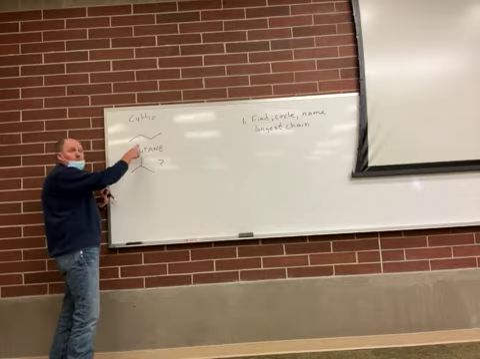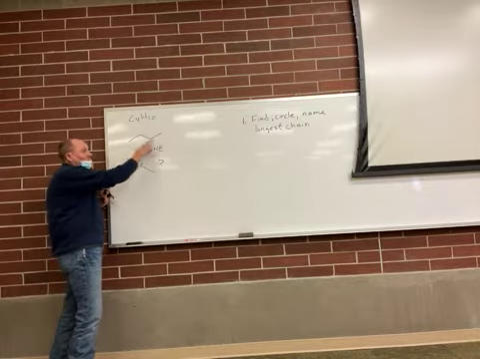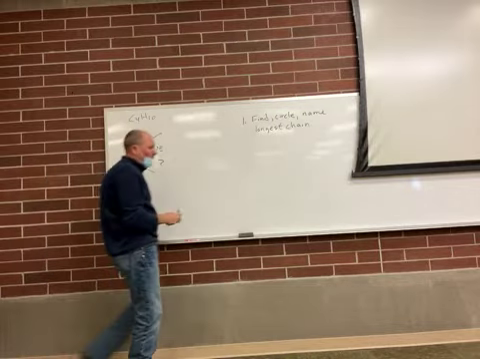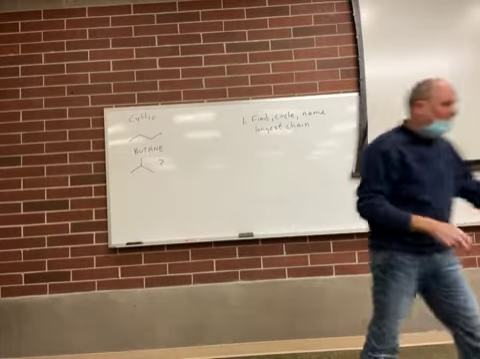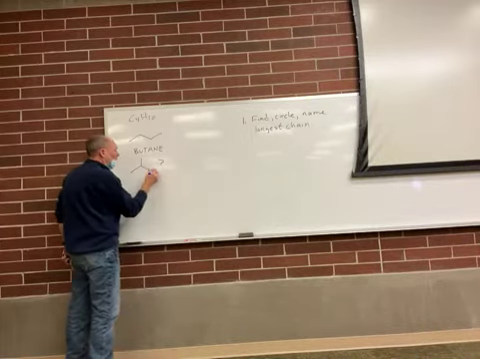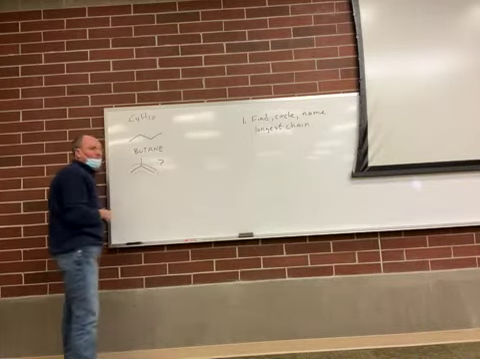What's the longest chain on this one? 4. 1, 2, 3, 4. Okay? So 1, 2, 3 is my longest chain. So I identified my longest chain. I'm going to come in and circle that. So I'm going to put a blue circle around that.